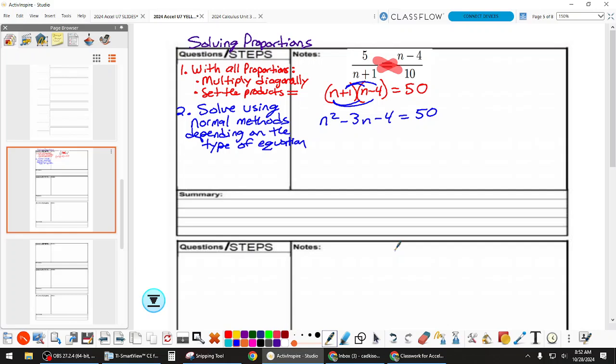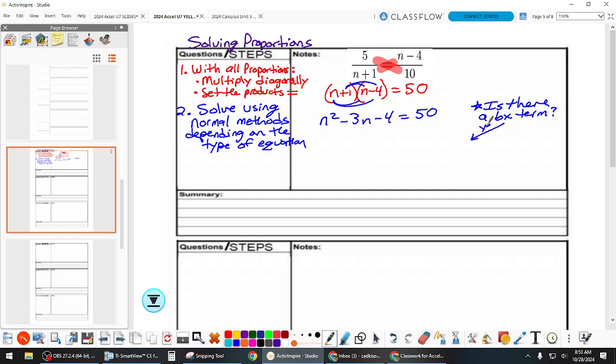Okay, what's next? You want me to get rid of this? Go ahead, Nate. Well, even before that, you need to ask, is there a bx term? Because if this wasn't here, I would not need to subtract the 50, but add the 4, so that we get this n squared by itself. So since there's a 3n, yes, we'll subtract the 50. But maybe write that reminder: is there a bx term?